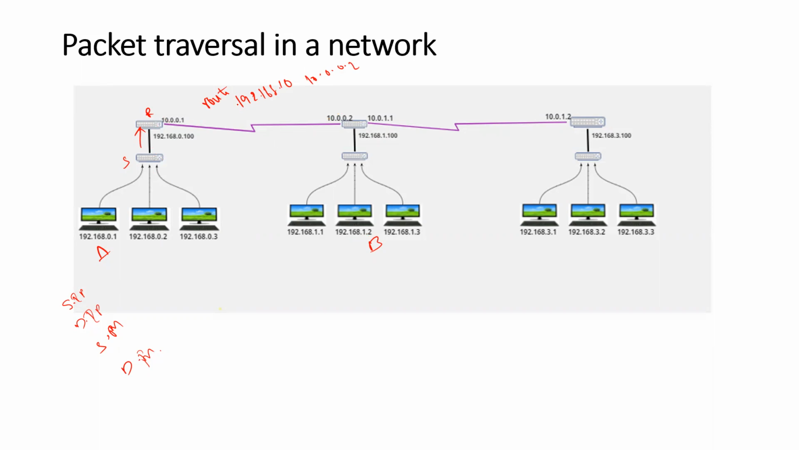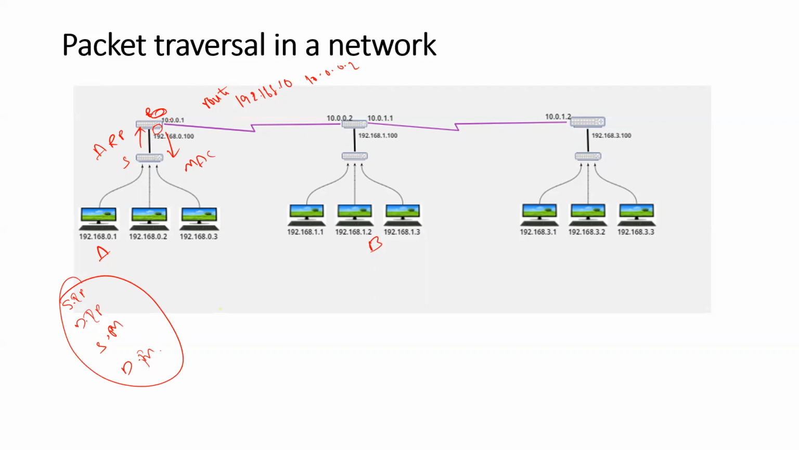So we have the route available. Then what will it do? It will respond to this ARP request saying, take my MAC address. It will provide the router's MAC address. So we have all four pieces of information, and then the traffic will go here.